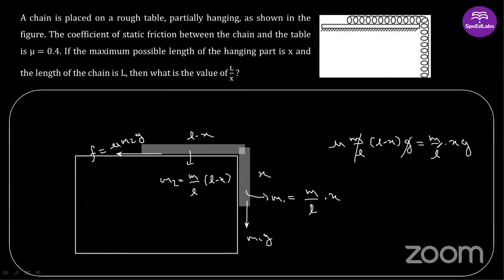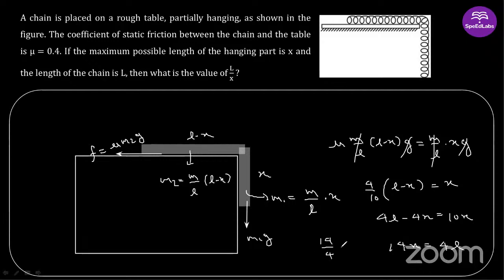Just cancel out whatever you can. And they are asking what is L by X. Mu is 0.4, so 4 by 10 into L minus X is equal to X. So 4L minus 4X is equal to 10X. So 14X is equal to 4L, and L by X is 14 by 4. 14 by 4 is 7 by 2, that is 3.5.